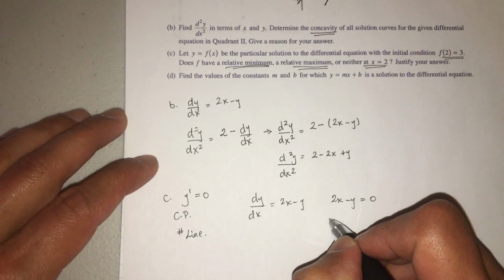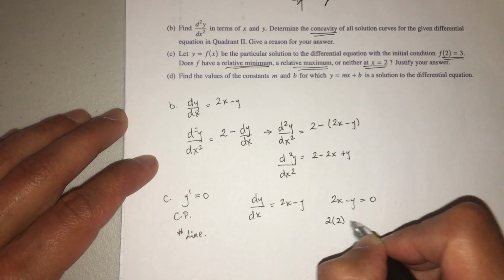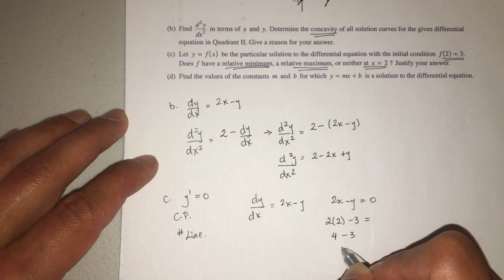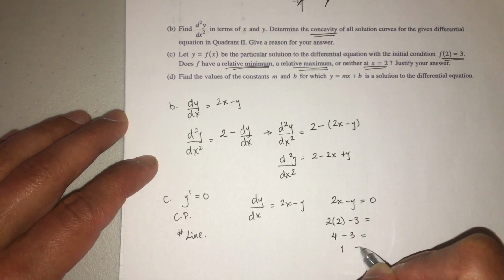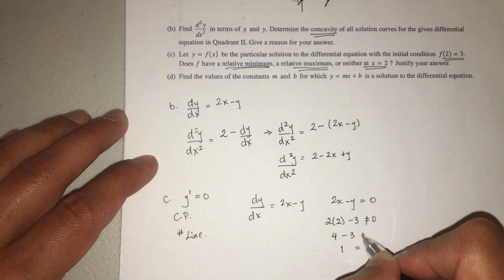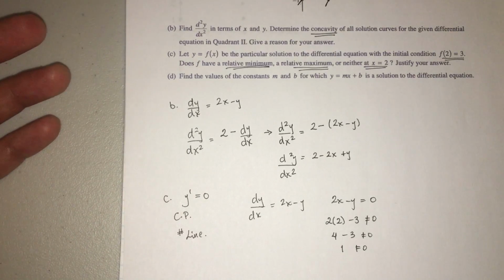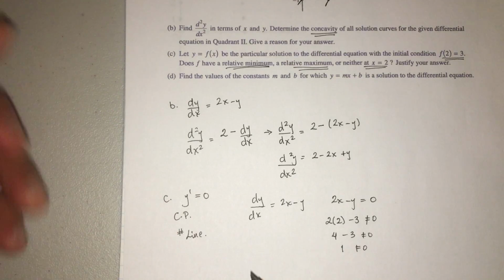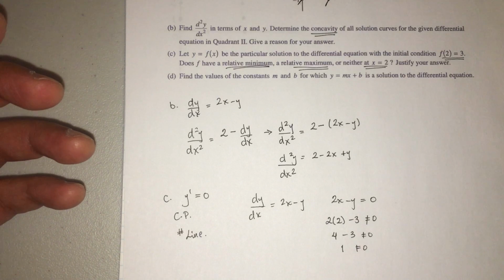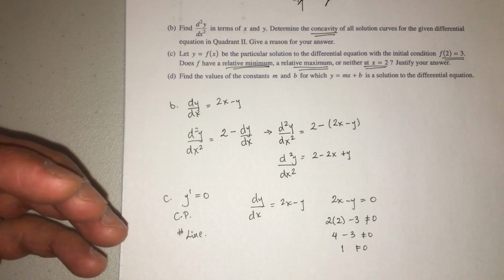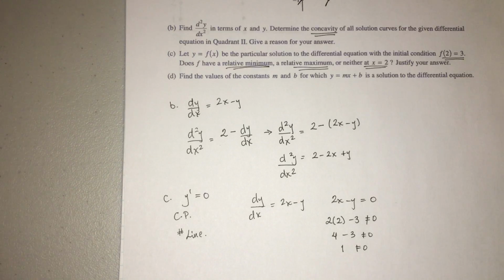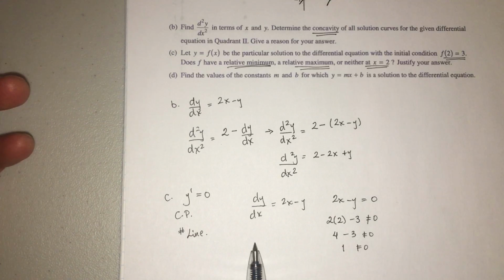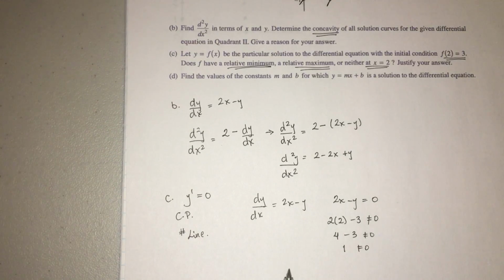Okay, so plug in the 2. 2 times 2 minus 3. Okay, 4 minus 3. Well, that's 1. Wait a minute, that's not 0. There's no way of telling, because in order to get a critical point, you have to set the derivative equal to 0. So there's no way of telling if there's a maximum or a minimum. So you would say, I'm not going to write it out, but say, therefore, f has neither a relative max nor a minimum at x equals 2.